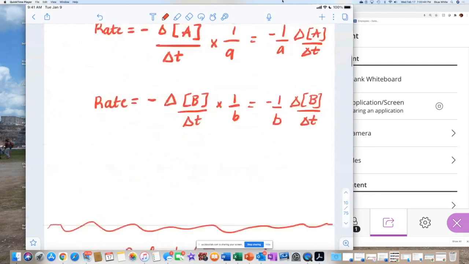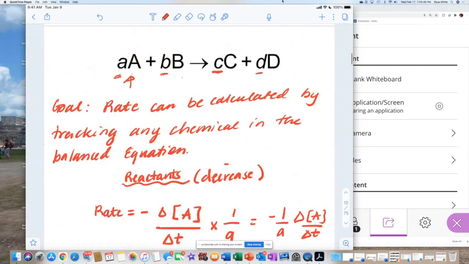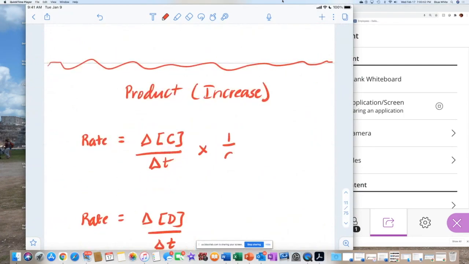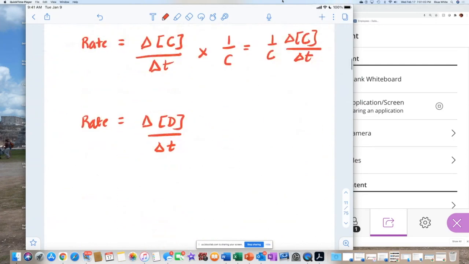Now go back and look at your coefficients. C had a little c in front of it, so I have to multiply by 1 over c, which is going to be 1 over c times change in big C over delta T. Times 1 over d, 1 over d times change in D over delta T. So these are my products. They're going to be positive. You can put a positive here if you want to. If it really bothers you, you can do that.